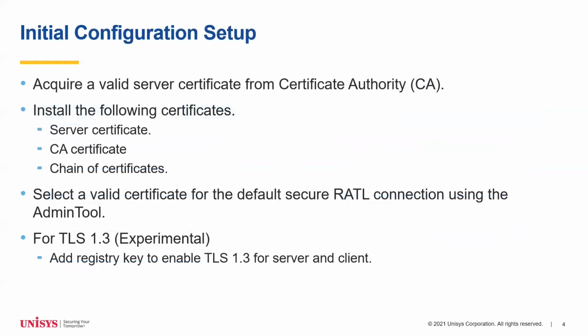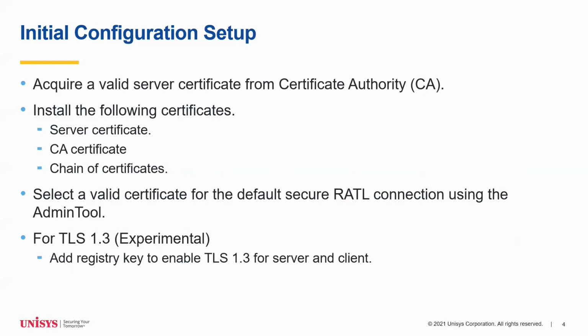Now we have a basic understanding of TLS. We will see what initial configuration setup is required to use Secure Rattle in AB Suite Windows. First, get a valid server certificate from a Certificate Authority. Please ensure that the server certificate subject name is not empty while requesting the certificate. After we get the server certificate from the CA, install it under the Personal folder of the Local Machine certificate store. Install the CA certificate and chain of certificates under Trusted Root Certification Authorities of the Local Machine certificate store.